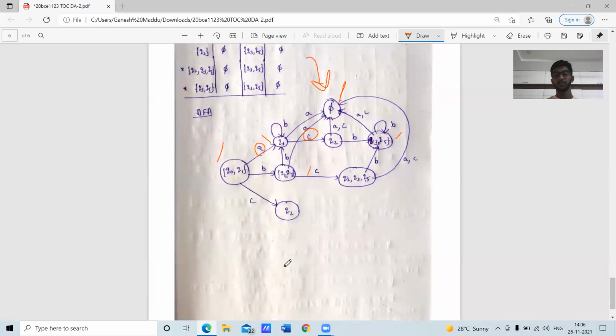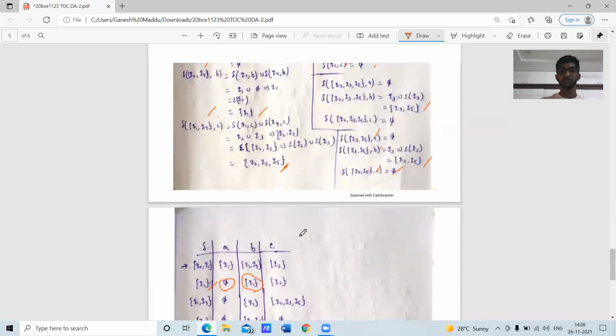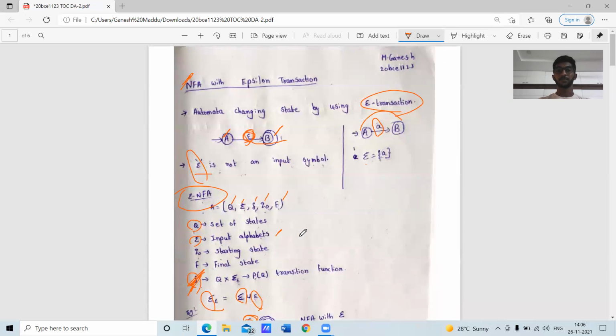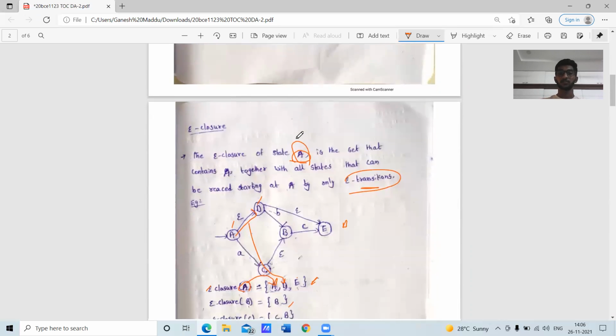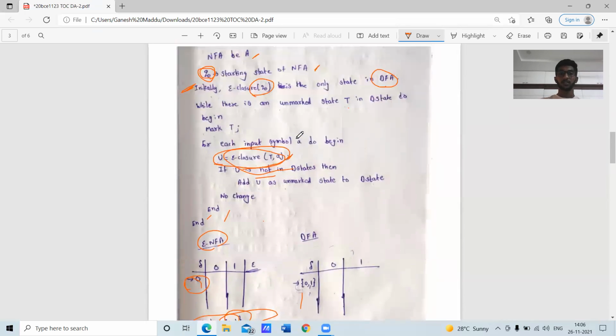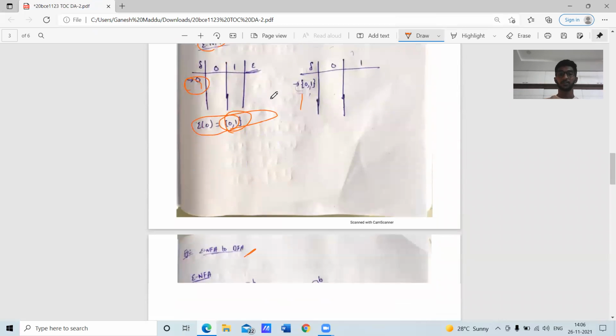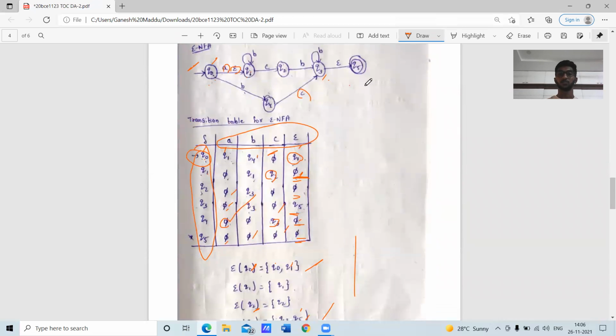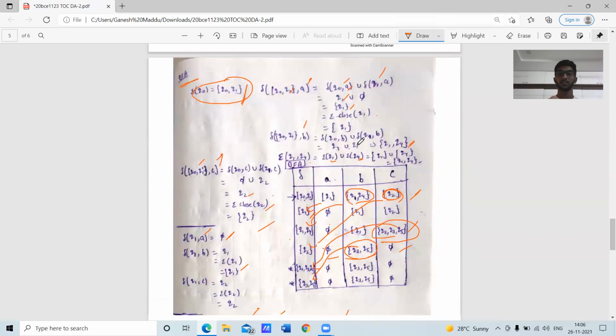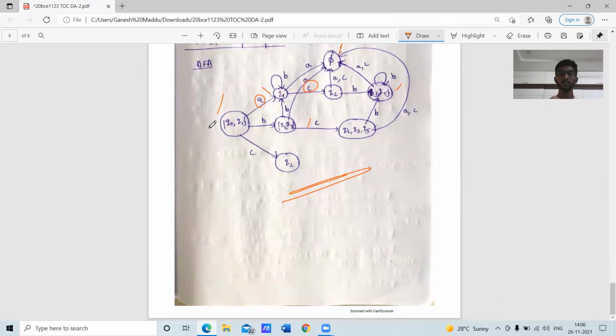And at the end we get a DFA like this. So thank you. This is the full detail about NFA with epsilon and the conversion of epsilon-NFA to DFA. This is the epsilon-NFA automaton, and we converted that epsilon-NFA to this DFA design. So thank you.